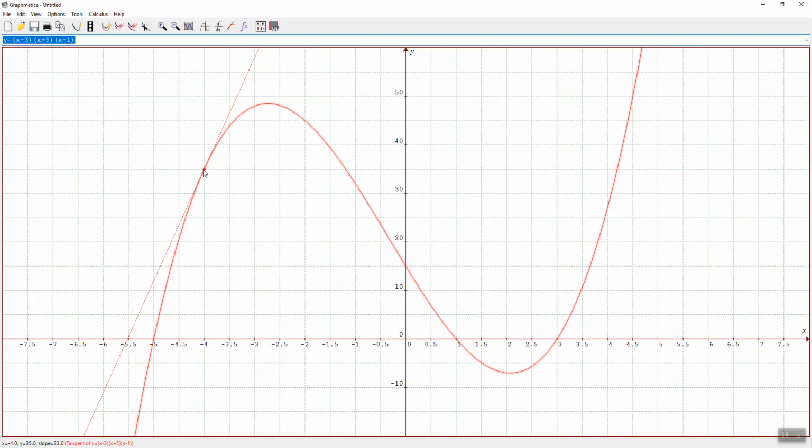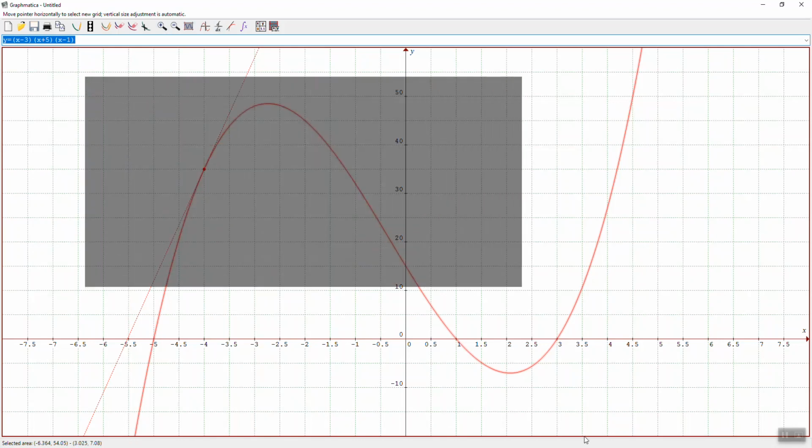Okay, so one way of doing that is actually to use the slope of this tangent line here. Now, why would that be equal to the slope of the function at this point? So what we're going to do is zoom in on this point here. I'm hoping that I can actually select part of the function.